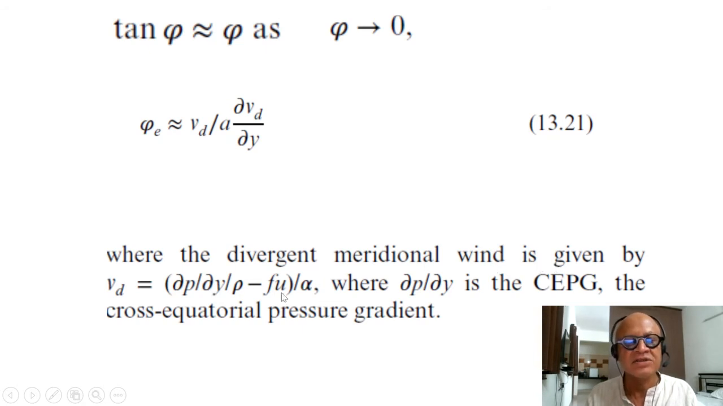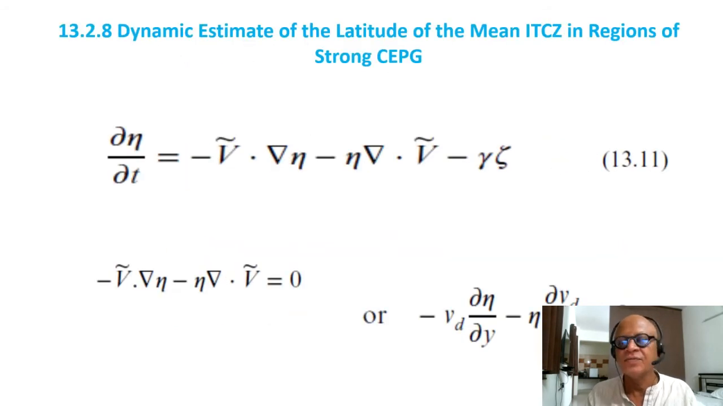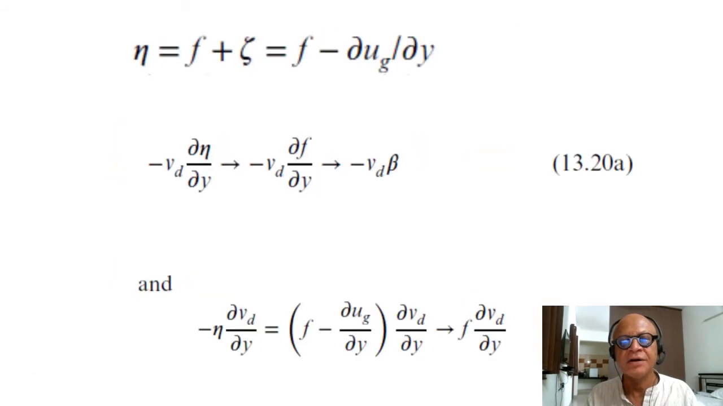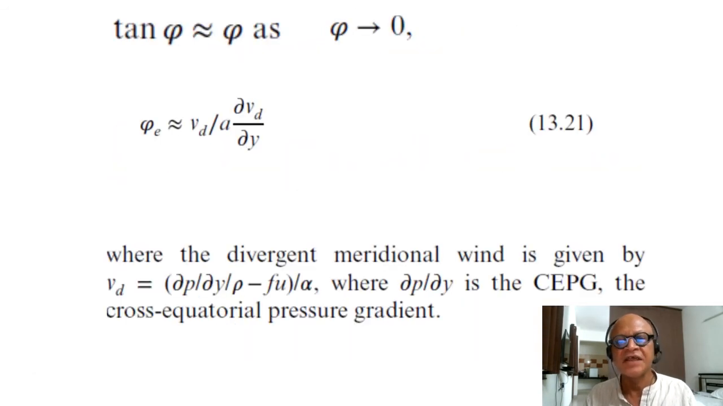where the divergent meridional wind is given by this equation from, oops, I have to go all the way back for that, but never mind. So you can find that equation and see why we can write v_d in this way. We are looking at steady inviscid flow, so that's steady flow. That's why we end up with this. This is the dissipation coefficient, friction coefficient. dp/dy is the cross equatorial pressure gradient.